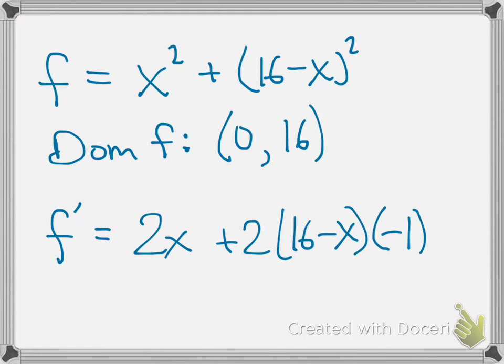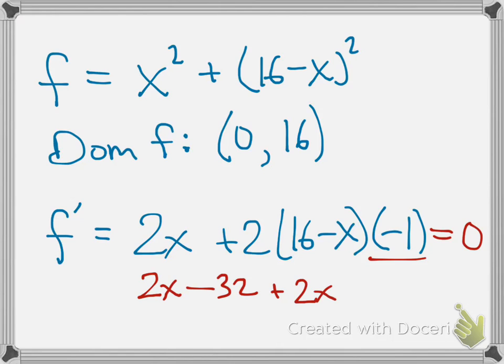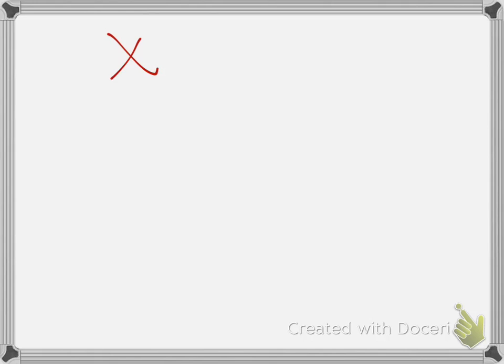And for efficiency's sake, I'm not going to rewrite everything. I'm just going to slide in a set it equal to 0 and start doing some algebra here. So we get 2x plus 32. Actually, when I distribute this minus sign here, it should be a minus 32. So let me get rid of this and make it a minus sign. And then when I distribute the 2 and the negative, I'm going to get another plus 2x equals 0. So we're going to get 4x is equal to 32, which means x is equal to 8. That's our only critical number.